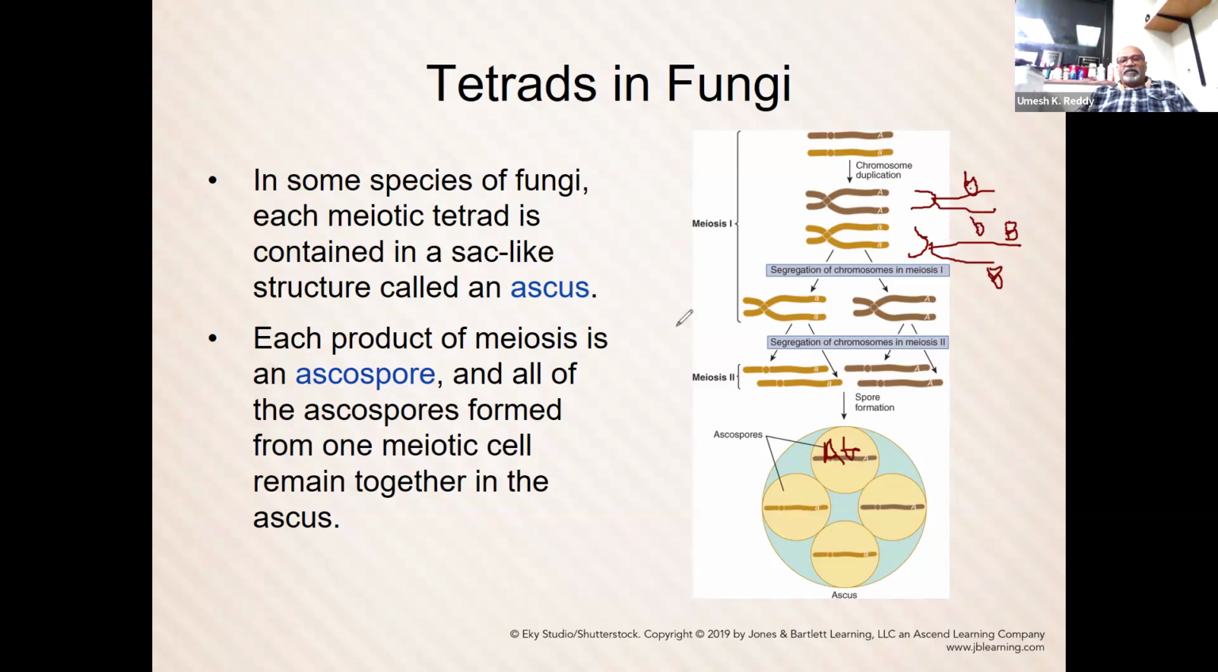Maybe this is better to write fast. Capital A, small b, or small a, capital B. So these things can form. What happened? All of them are recombinants. Whether there is a crossover or no crossover, it is only the chromosomal arrangement. Okay.